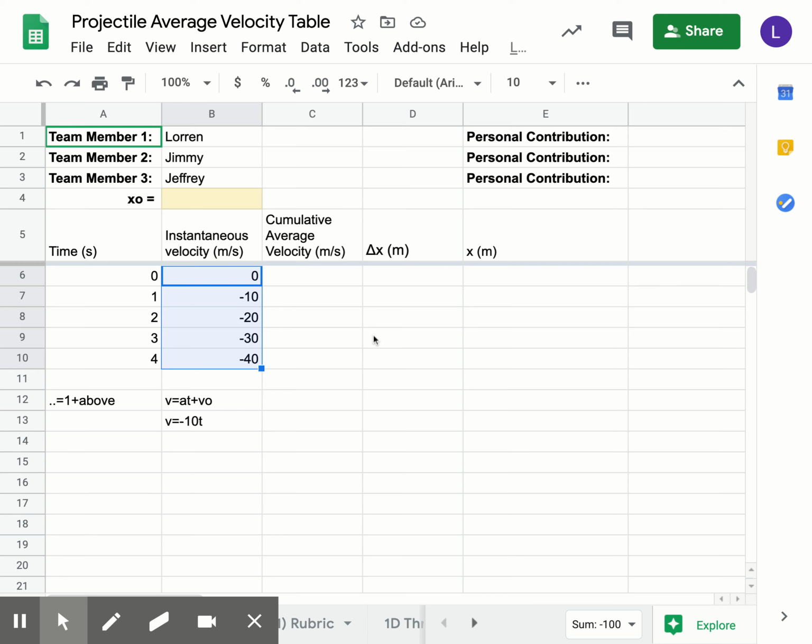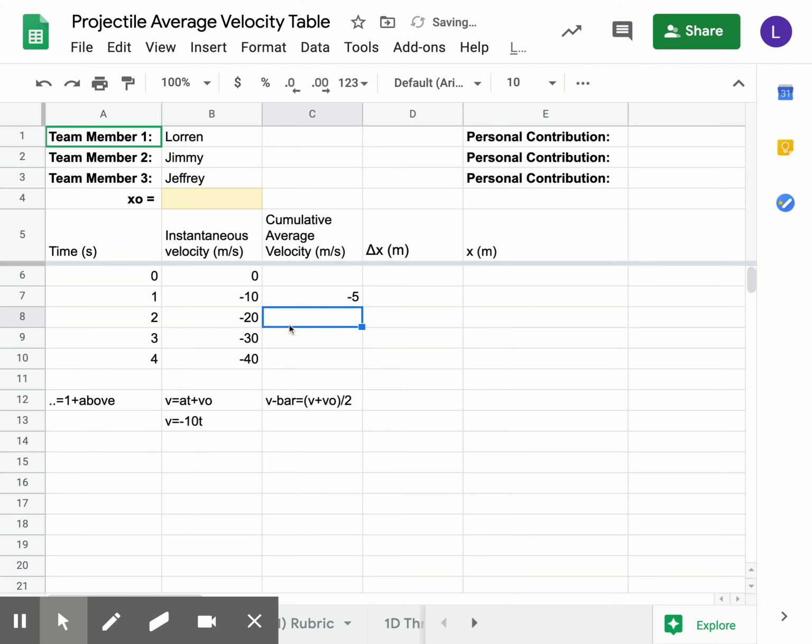The next thing is we want the cumulative average velocity. So at every instant in time, this time or this time or this time, what is the average velocity of the entire journey? Well, that formula, v bar, is equal to final velocity plus the initial velocity divided by 2. Now this formula we can use because the acceleration is constant. It's a constant minus 10. So we can use that formula. So we want this cell to be equal to the quantity final plus initial divided by 2.